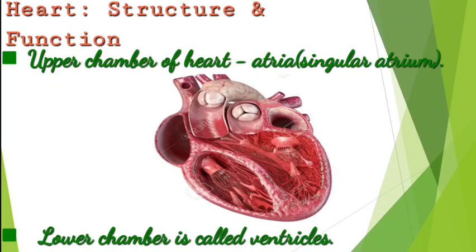The upper chambers which are present in the heart are known as atria, or singularly it is known as atrium. So there is a right atrium and a left atrium, and the lower chambers of the heart are known as ventricles, and they are known as right ventricle and left ventricle.